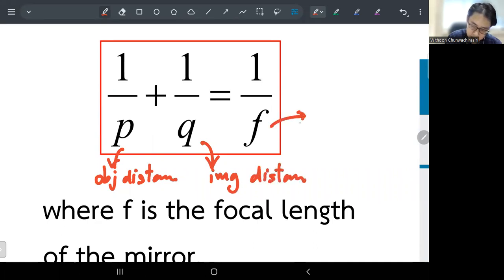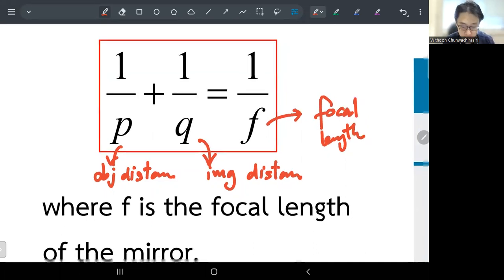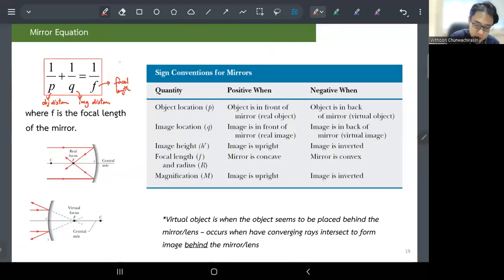And this focal length. That's it, guys. It's that simple. 1 over P plus 1 over Q equals 1 over the focal length. Done. Let me call this equation number 1. Okay. All right. So this allows you to get the relationship between the P and the Q and the F.